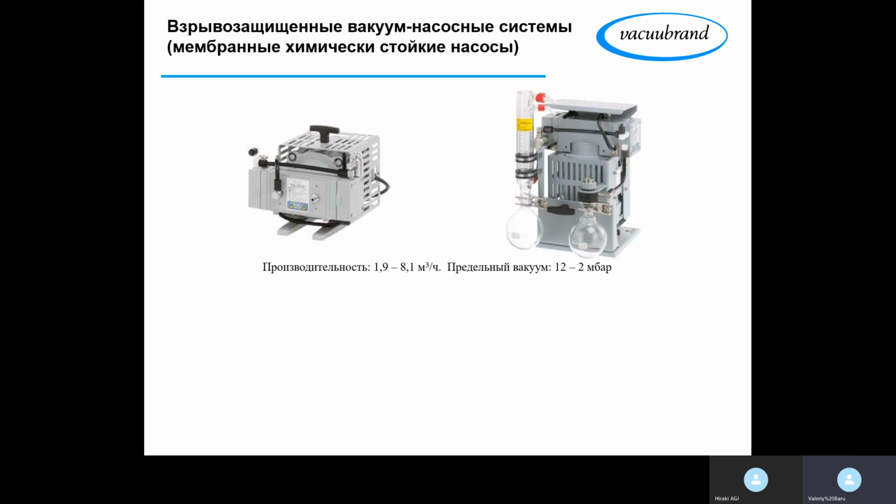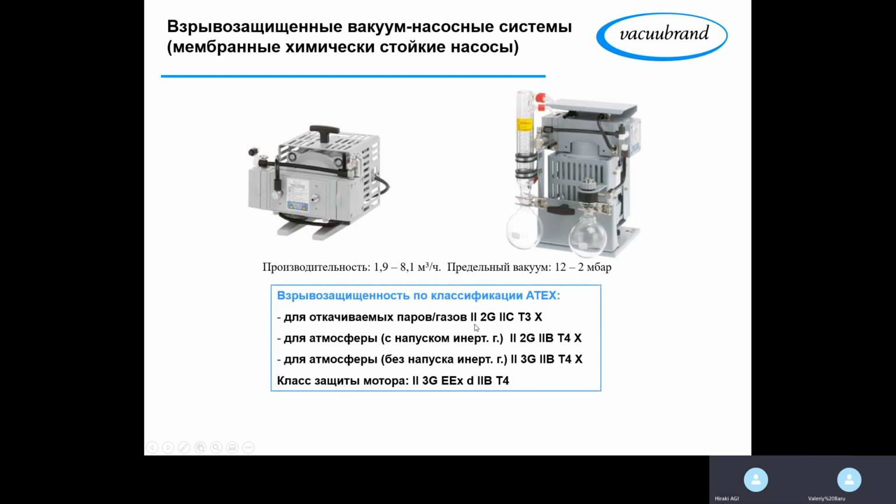There are also some additional protections, like this cover, or whatever you call it, and so on and so forth. So this is an important thing to keep in mind. In case you need an explosion-proof membrane pump, they have it. Here is the protection class. You can see here what they can manufacture.